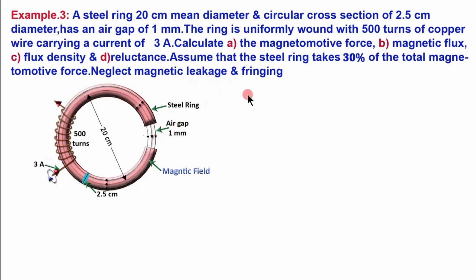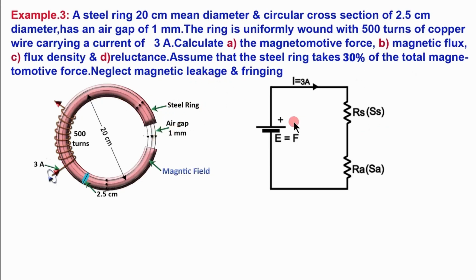To understand the circuit, it is easier to draw the electric equivalent circuit. The EMF in this electric circuit is equivalent to this MMF produced or ampere turns F, and the flux passing is equivalent to current I. These two series resistances, that is RS and RA, are equivalent to the reluctances of the magnetic circuit SS and SA.